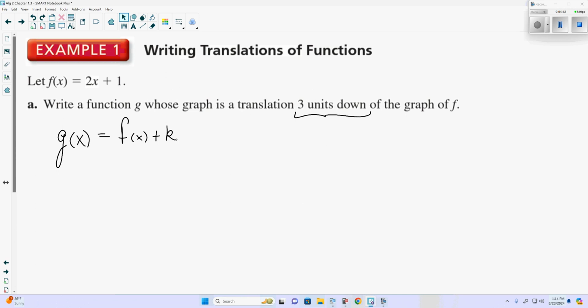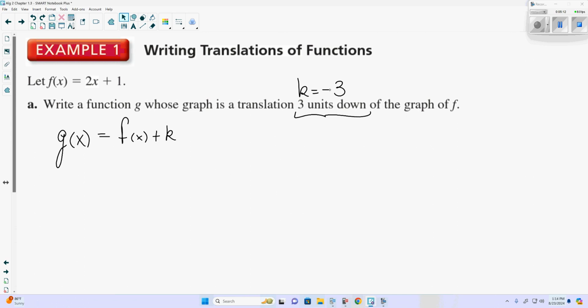Now, our value of k is our movement. So what is the value of k? Because it is 3, yes? Okay, so k is equal to 3. But which direction are we moving? Down, so it will be negative 3. So k, if it's up 3, it would be positive 3. If it's down 3, it is negative 3.